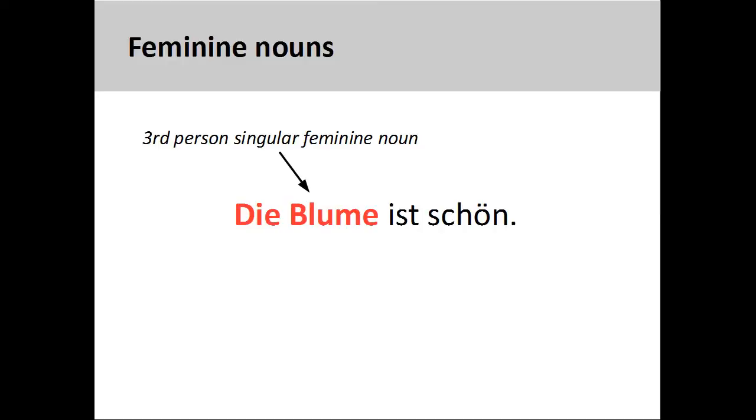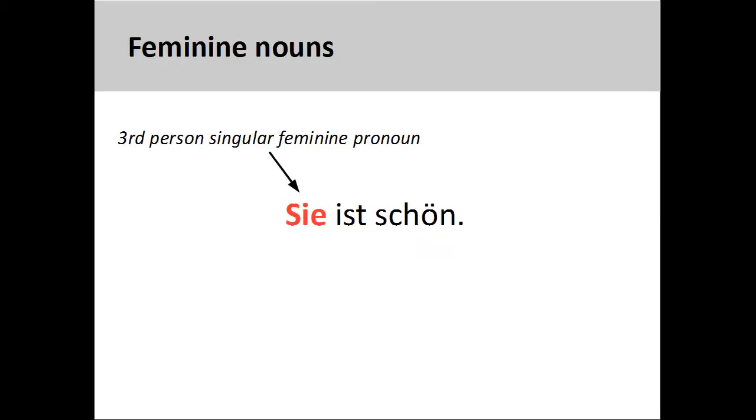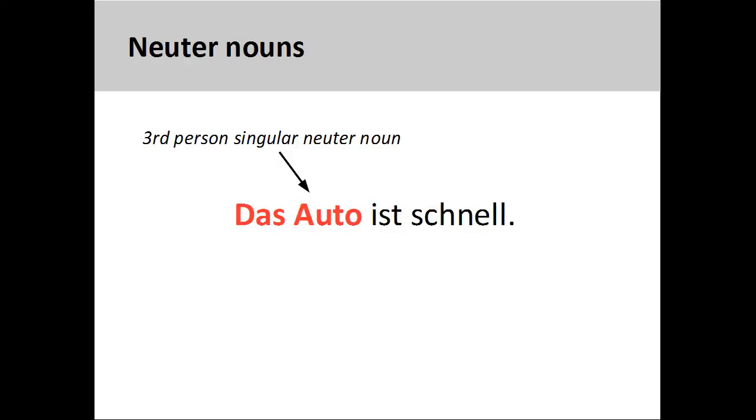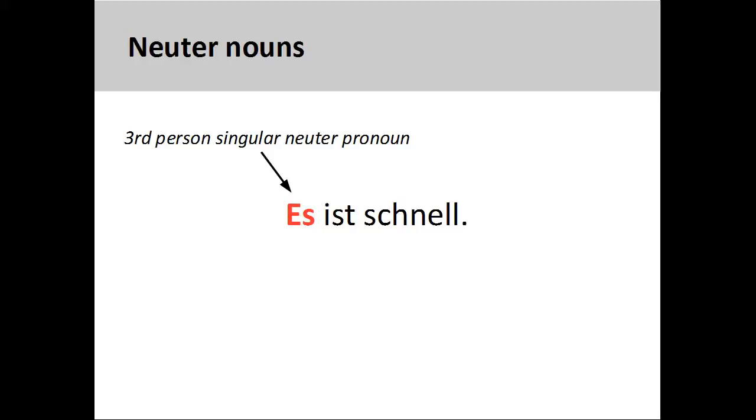Or the feminine noun Blume in Die Blume ist schön, the flower is beautiful, can be replaced by the third-person singular feminine personal pronoun sie, she. And the neuter noun Auto in Das Auto ist schnell, the car is fast, can be replaced by the third-person singular neuter personal pronoun es, it. The main point is to pay close attention to the grammatical gender of the noun when replacing it with a pronoun. This can sometimes be tricky for native speakers of English.